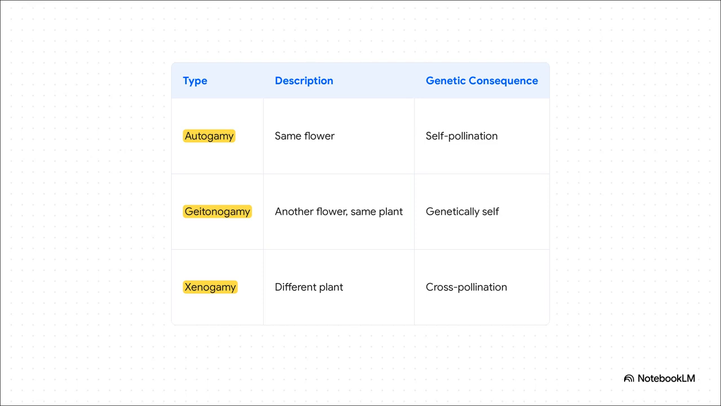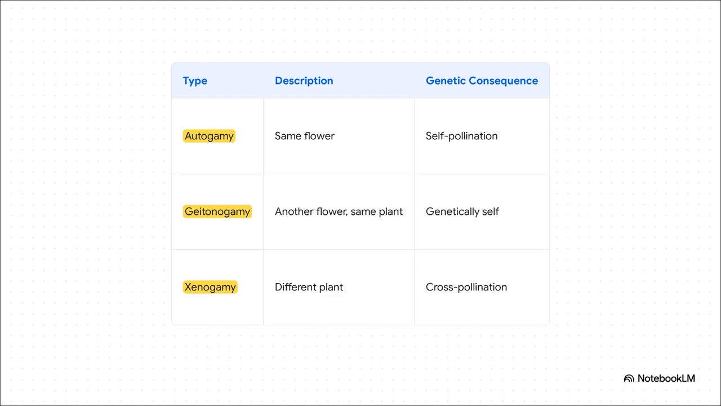First, you have autogamy. That's pollination within the same flower. Super simple. Then you have geitonogamy. Now, this one's a little tricky. This is when pollen from one flower lands on the stigma of another flower, but on the very same plant. So functionally, it looks like cross-pollination because a pollinator, like a bee, is usually involved. But genetically, it's self-pollination because it's the same plant.